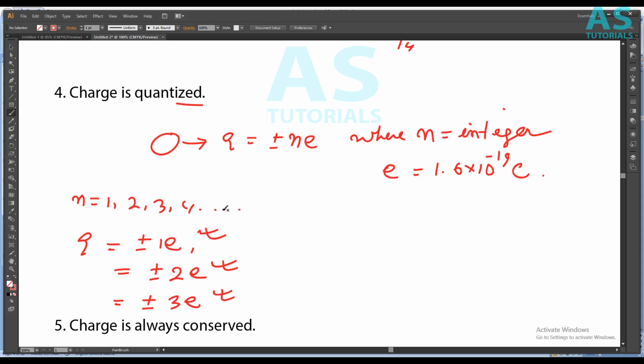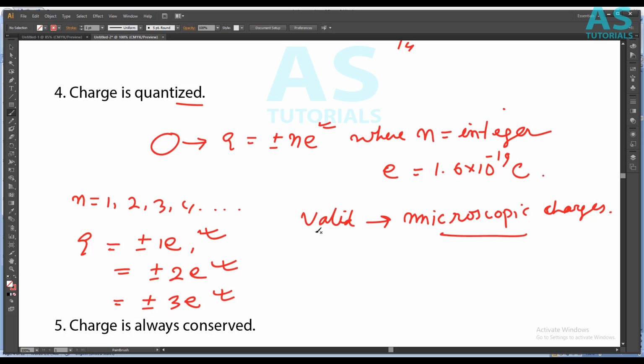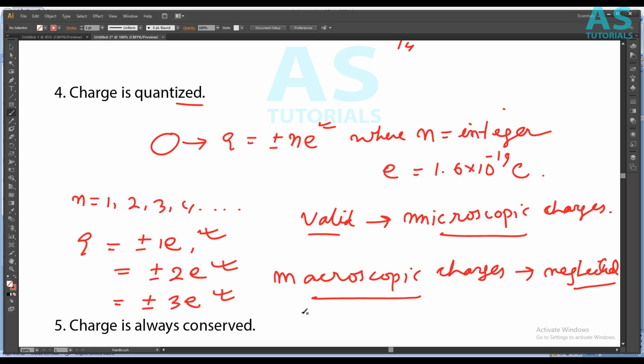And if you have a value of charge which is not in this category or which is not obtained from this formula, those values will not be accepted. This quantization of charge is valid only in the case of microscopic charges. It means when charges are at the microscopic level, this quantization is valid, whereas in the case of macroscopic charges, it is generally neglected. When the charge becomes larger in magnitude, generally we don't apply the quantization principle.